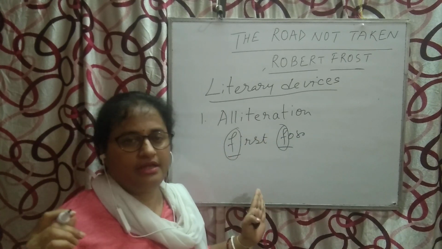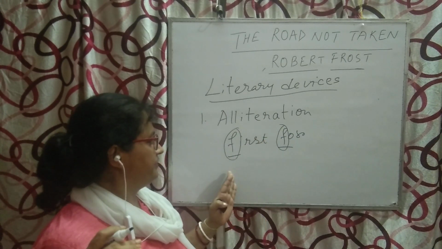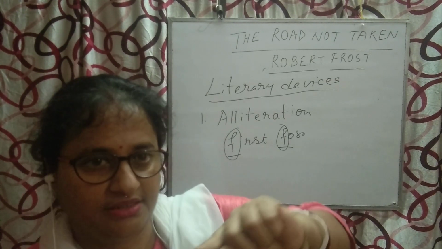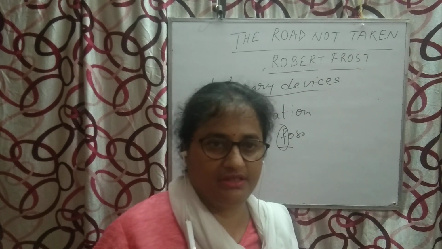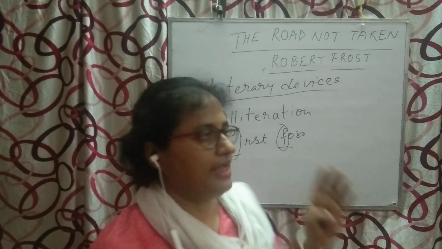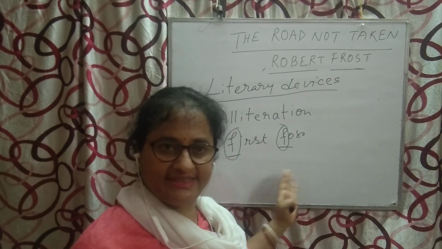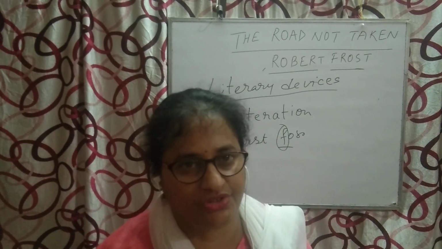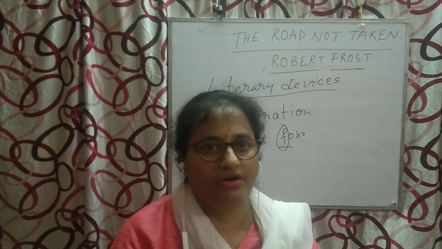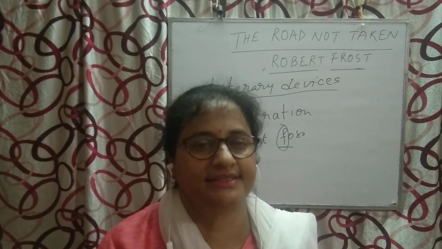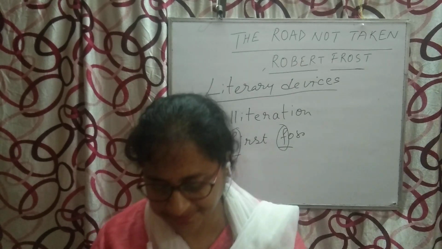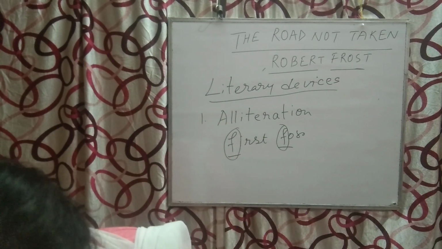And here in the third stanza, third line, we have seen "first, for." The "f" sound is repeatedly used. It's a consonant sound, and the starting of the word is F. So in this way, we can say that here the poet uses alliteration. Correct? Now moving to the next.